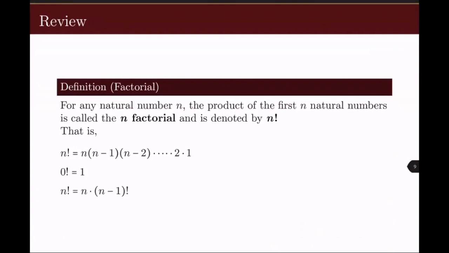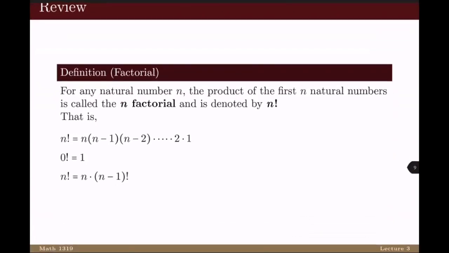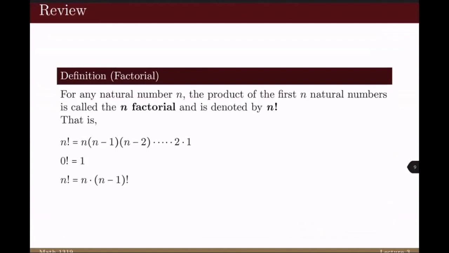We're going to move on to reviewing factorials. So if you haven't seen a factorial before, it's essentially just the number multiplied by every number that comes before it. So the formal definition is for any natural number n, the product of the first n natural numbers is called n factorial and is denoted by n exclamation point.